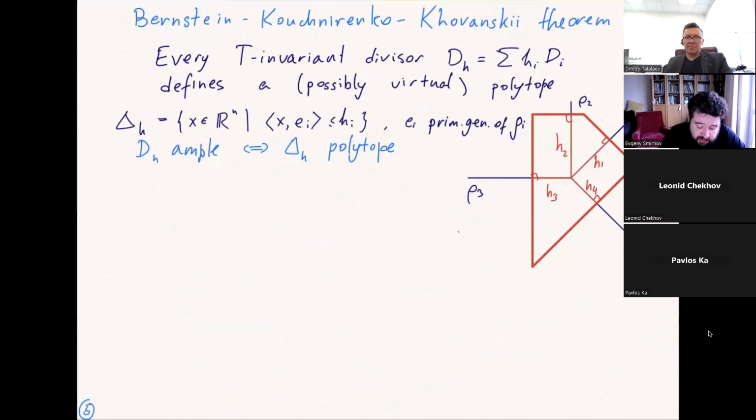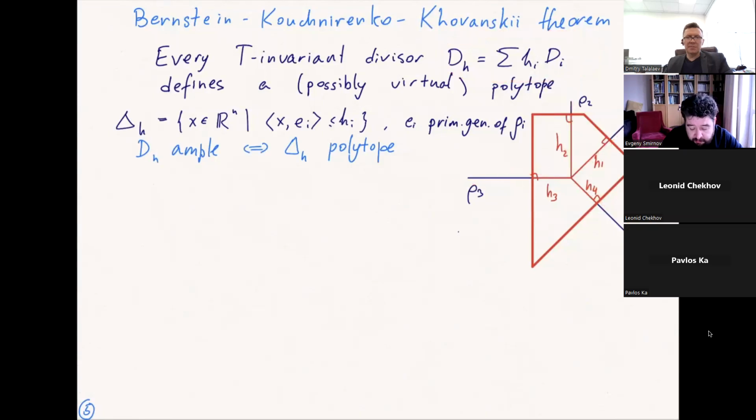So suppose we take some t-invariant divisor. This is a formal combination of t-invariant subvarieties of codimension 1 with prime divisors. The Hi are just numbers, well, real or integer as you prefer. And I already told you that the rays of my cone correspond to a divisor, Dh.